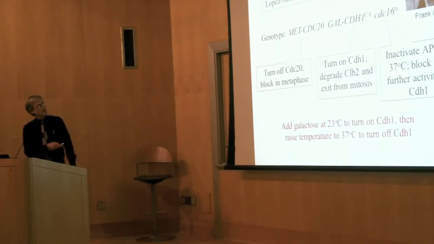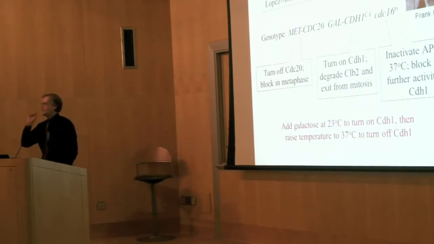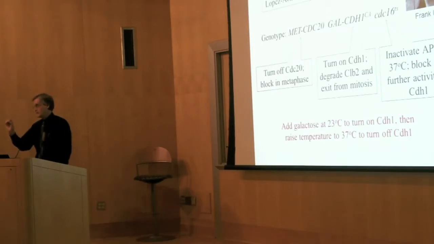Then he puts the constitutively active CDH1 gene under the control of the galactose promoter so he can turn it on and off. So you can turn it on with galactose. It's a little hard to turn it off because CDH1 is not an unstable protein. So you can make it, but once you've made it, you can't get rid of it, unfortunately. But he's got to kill it.